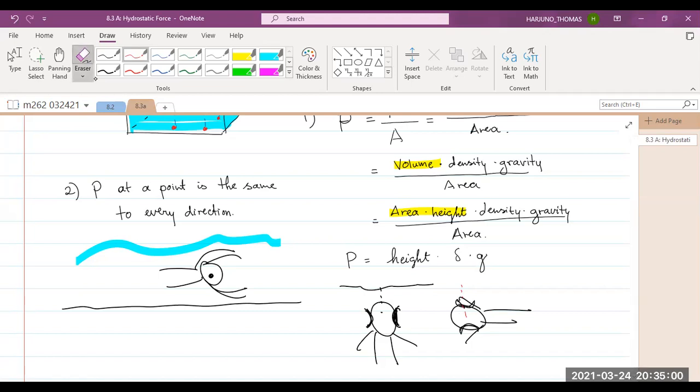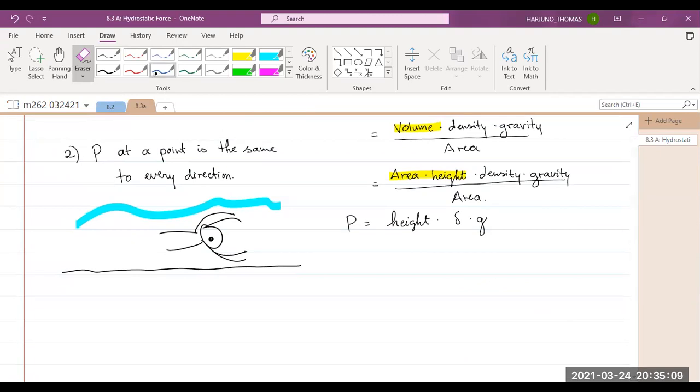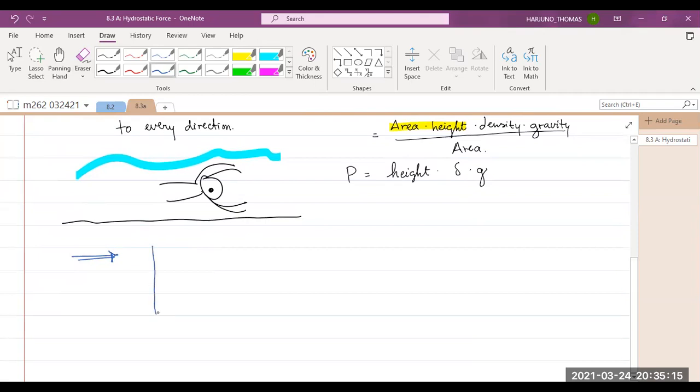Okay, so what happened then? The consequence is this. Later on, when we try to find the force experienced by the wall, not the bottom anymore, but the wall, it has something to do with the sum of the pressure at each point there multiplied by the height.